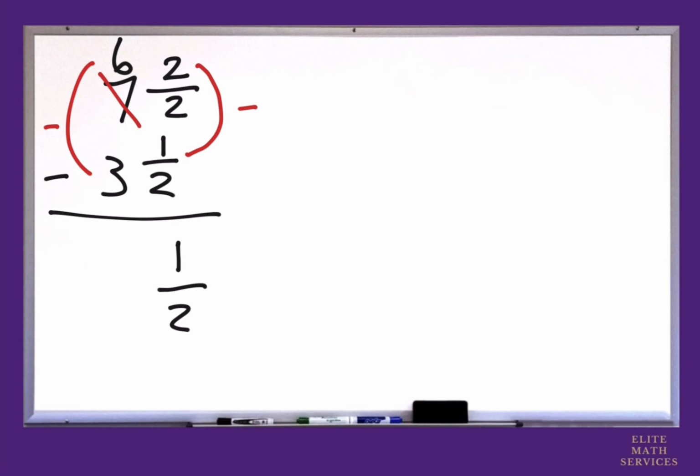And then finally, we can subtract our whole numbers. 6 minus 3 gives us 3, for a final answer of 3 and 1 over 2.